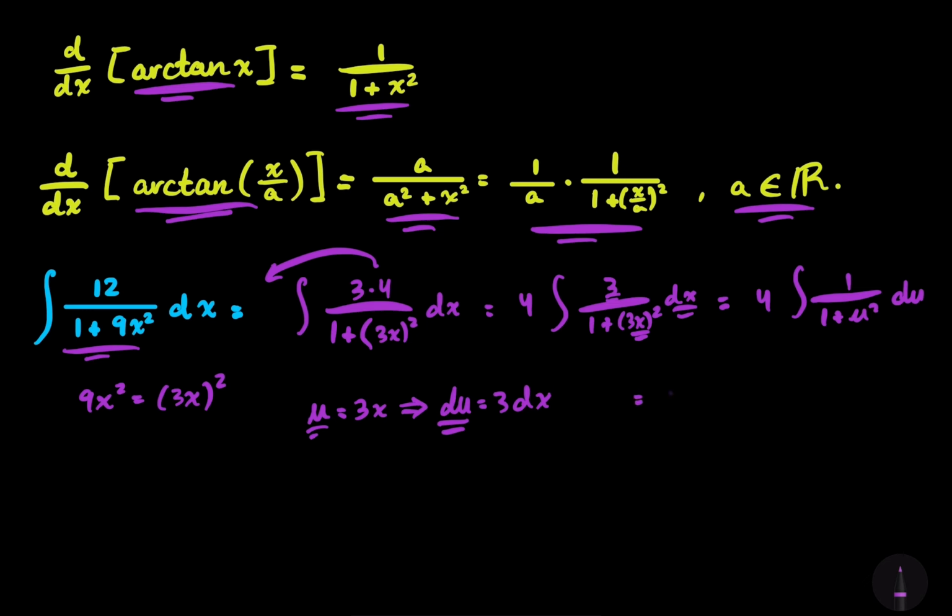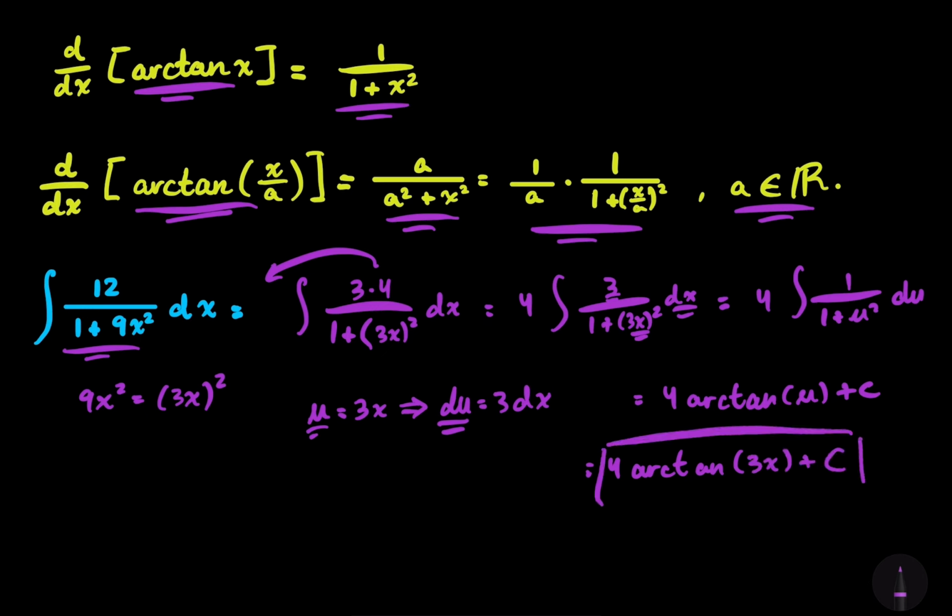So this is going to be equal to 4 times, instead of an x we have a u, so this is just going to be arctangent of u, and then plus c. And we want to go back into x, so we can substitute u equals 3x, so we get 4 times arctangent of 3x plus c. And so that right over there would be our final answer.